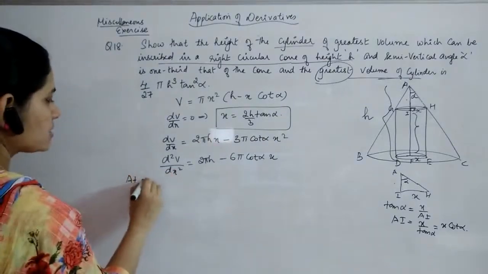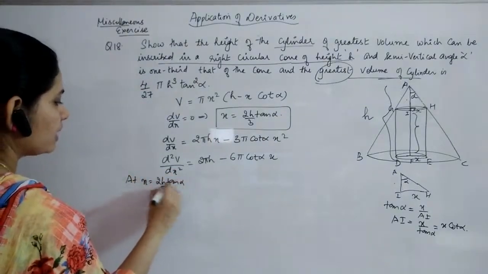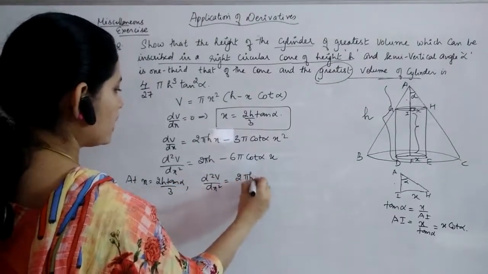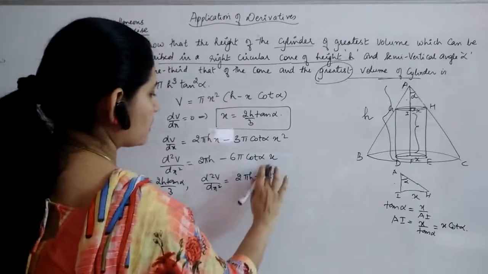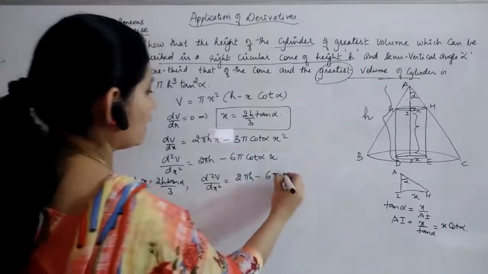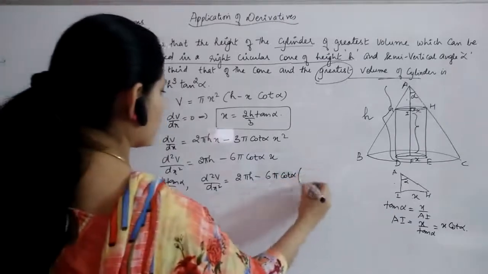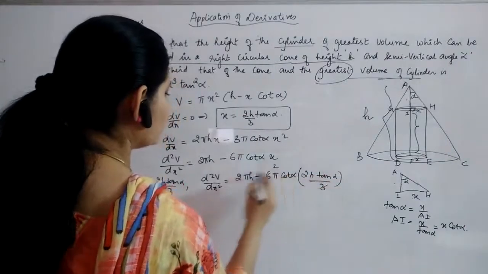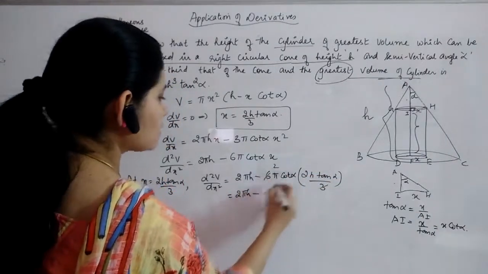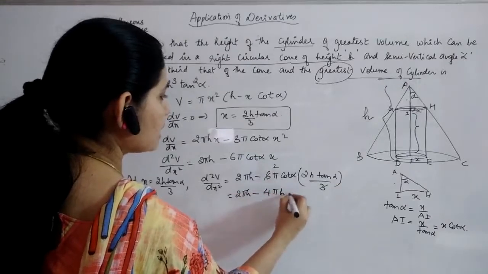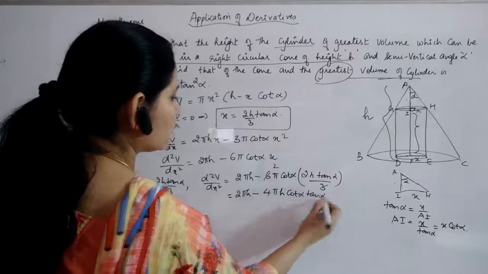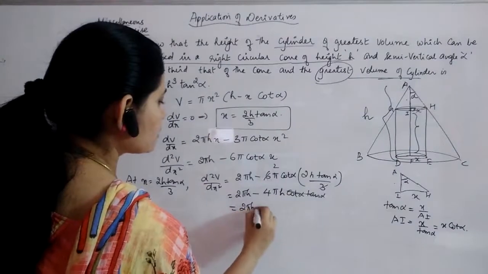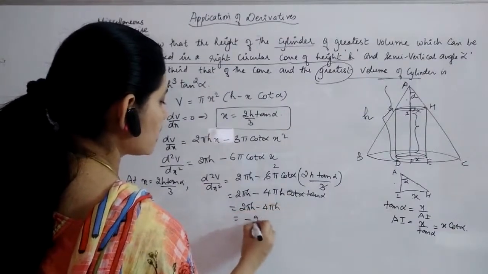So at x equal to 2h tan alpha by 3, d square v by dx square will give you 2 pi h minus 6 pi cot alpha into, what is the value of x? 2h tan alpha by 3. So this will give you 2 pi h minus 4 pi h cot alpha tan alpha. Now cot alpha and tan alpha are reciprocals of each other, so that will get cancelled, and you will get 2 pi h minus 4 pi h, which is equal to negative 2 pi h.